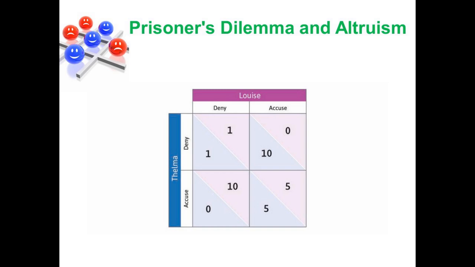Payoffs are written in terms of years of prison, as I said, and in a prisoner's dilemma, both players have a dominant strategy. In the example, accuse is the dominant strategy, which when played by both results in an outcome that is worse for both than if they had both adopted a different strategy. In this example, deny. So deny is the best strategy, just like the IPC example which we had earlier.